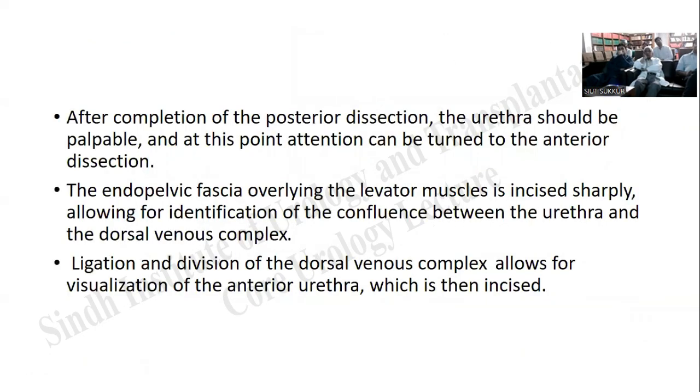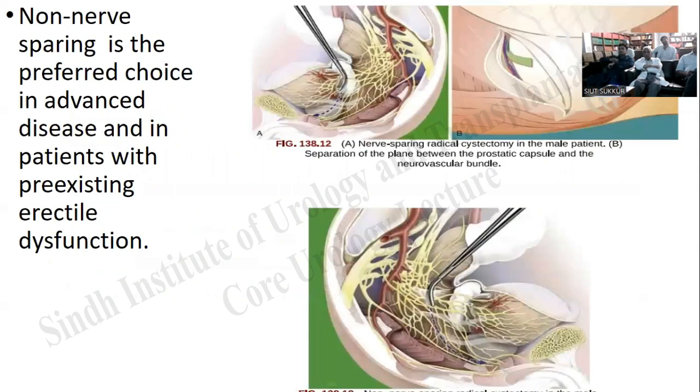Now, after completion of posterior dissection, the urethra should be palpable, and at this point, attention can be turned to the anterior dissection. The endopelvic fascia overlying the levator muscle is incised sharply, allowing for identification of the confluence between the urethra and the dorsal venous plexus. Ligation and division of the dorsal venous plexus allows for visualization of the anterior urethra, which is then incised. Nerve sparing is the preferred choice in early disease and in patients without pre-existing erectile dysfunction.